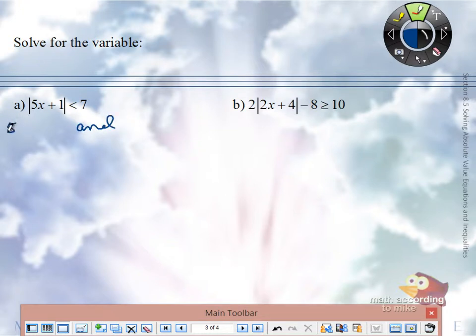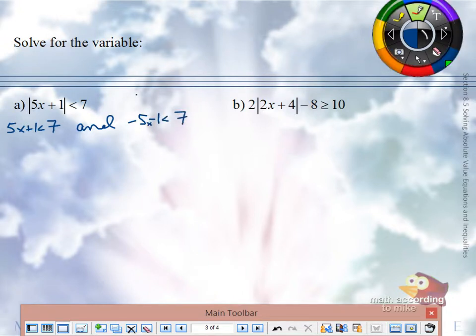So the first one is like you never had absolute values. The second one, you negate what's inside those absolute values. And now we're back in 8-4. So for the left-hand one, I'm going to subtract 1. Divide by 5. And for the second one, I'm going to add 1. Divide by negative 5.